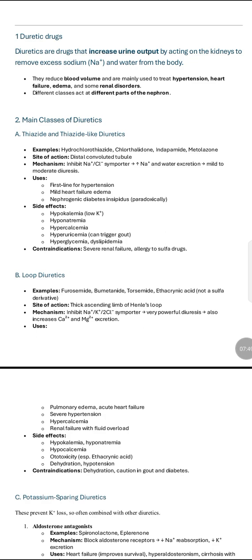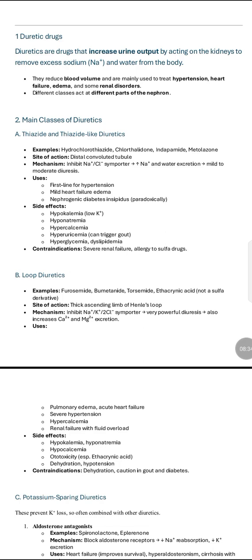Side effects, the problem of these ones: they cause hypokalemia, low potassium, hyponatremia, hypercalcemia, hyperuricemia, and can trigger gouty arthritis, hyperglycemia and dyslipidemias. These are the side effects. For contraindications, let's not give them to people with severe renal failure. Because remember that these drugs are simply going to act on the nephron, and this is someone with renal failure, and you are giving them these particular drugs. They will cause renal toxicity in the end.